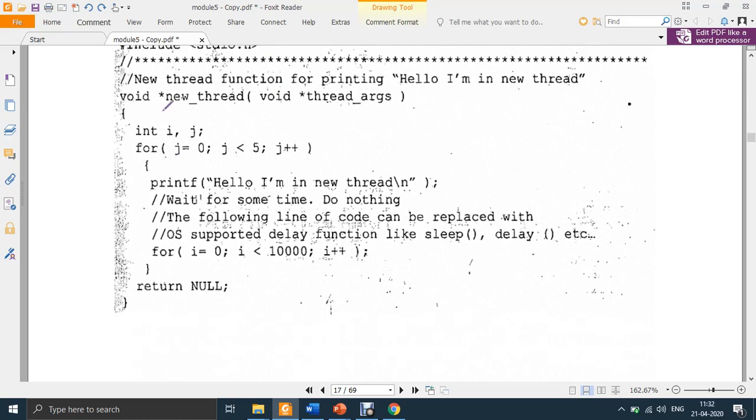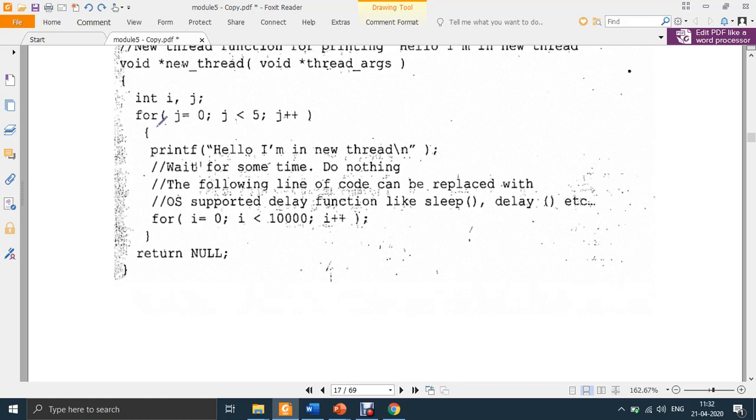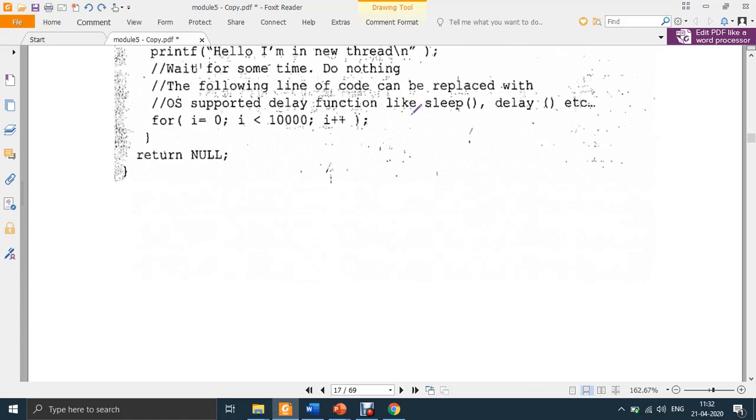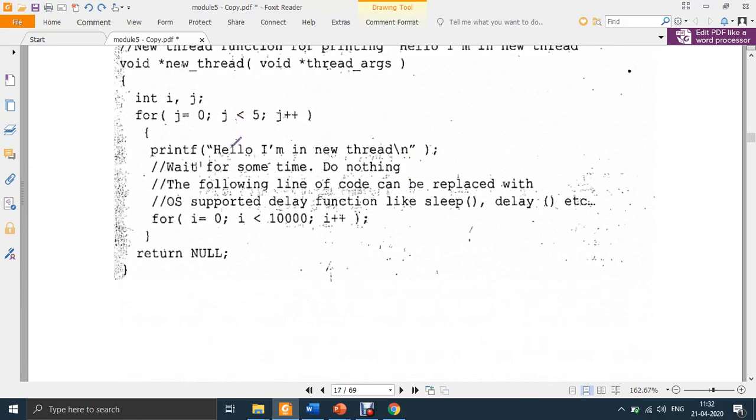Then you are creating a function to print "I am in new thread". The star in new thread means a pointer. What it will do is print "Hello I am in new thread". How many times? 5 times, because that is what is required. Each time it prints "Hello I am in new thread", it will have some delay. This is the software delay. If you remember the lab, this is how we generated the delays for the stepper motor and DC motor.